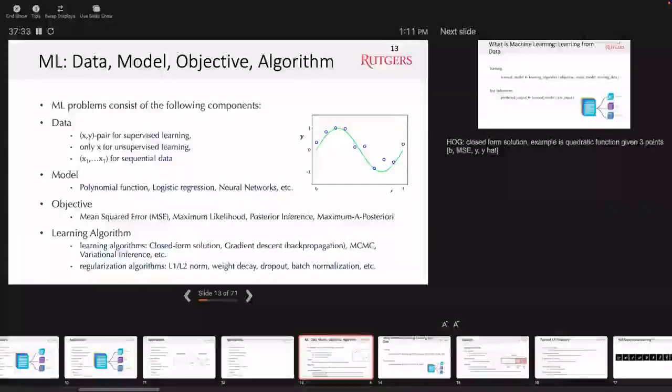Okay, no more questions. Then let's move on. So this is the first overview slides for machine learning.